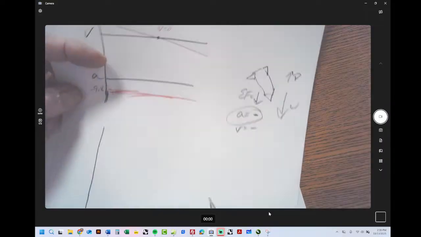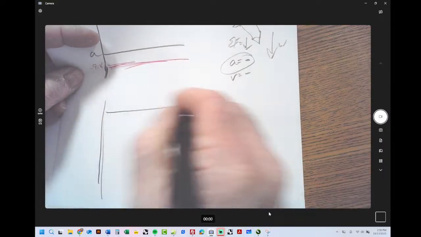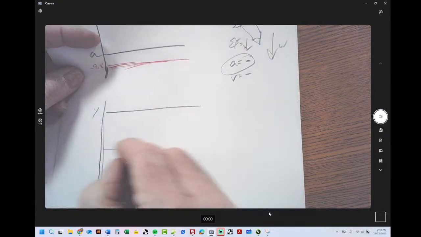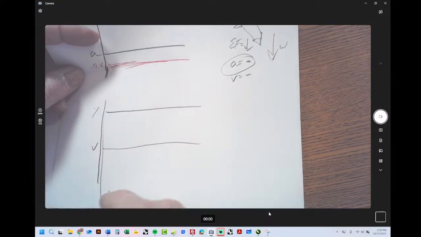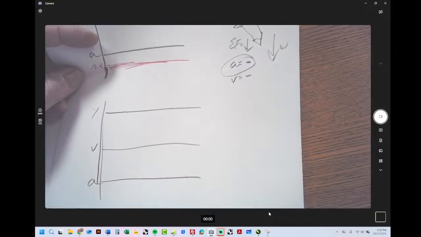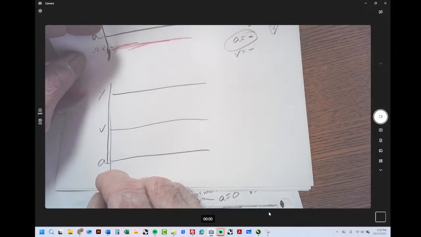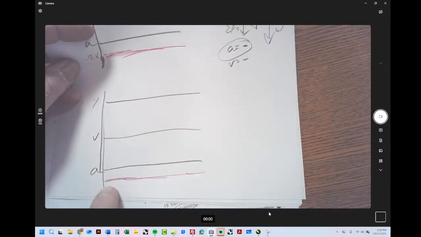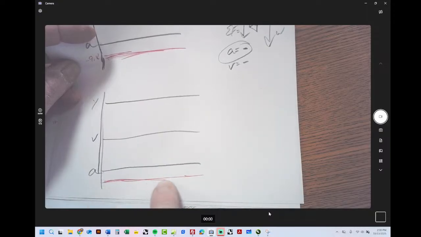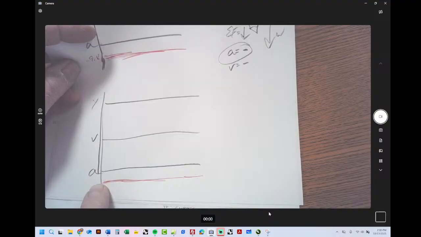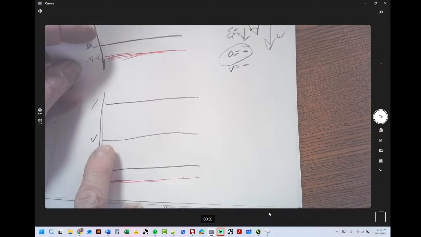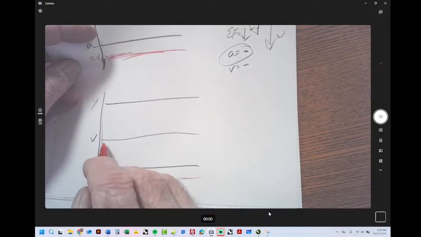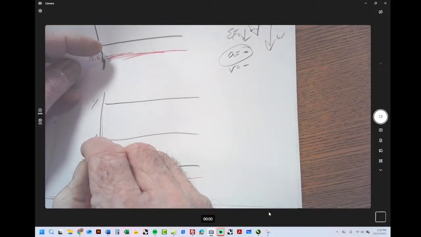So in terms of these graphs, here's my y position graph. This is going to be my velocity graph. This is the acceleration graph. So I'll just make the acceleration negative. And since the acceleration is negative the whole time, then velocity needs to have a negative slope. And the velocity is negative, so I need to keep it down in this negative region.